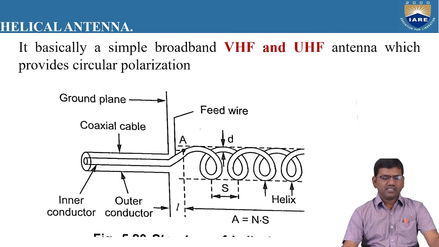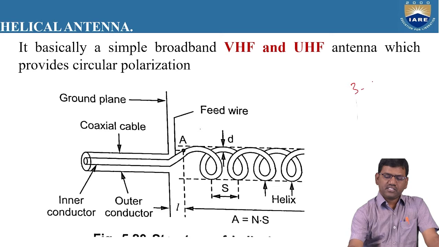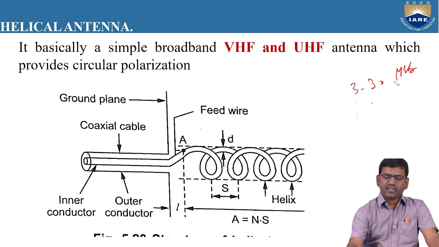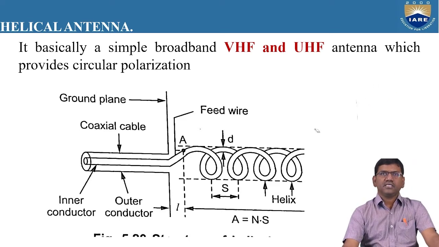Here on the display you can see the basic design of the helical antenna. It is basically a VHF antenna and a UHF antenna, which means a very high frequency and an ultra high frequency antenna. It works under 3 to 30 MHz and 30 to 300 MHz frequency ranges. So these are the frequency ranges where a helical antenna will work. And it also provides circular polarization.